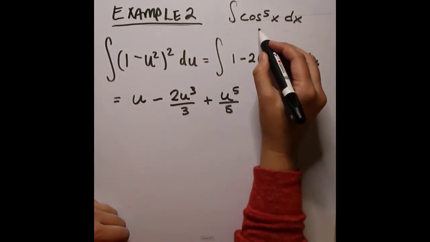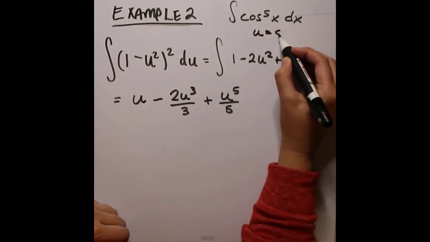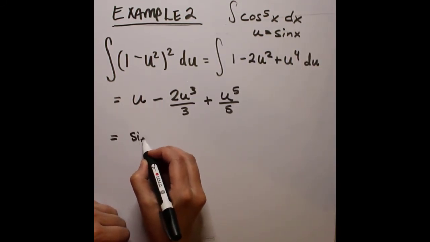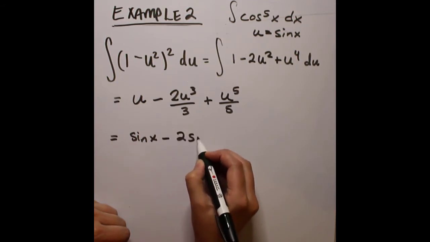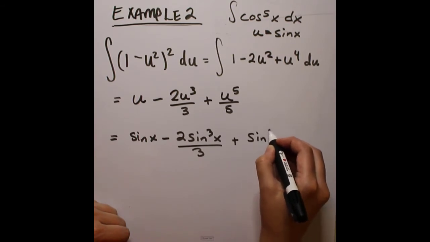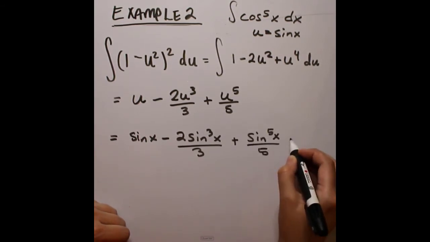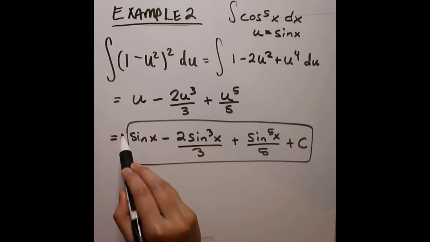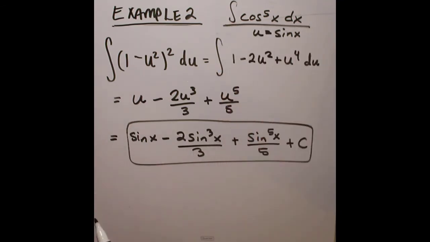Let me remind you what u was. U for us was sine of x. So let's resubstitute that back in. So this is sine of x minus 2 sine cubed x over 3 plus sine to the 5th x over 5 plus c. A little ugly, but it is the right answer. So this is the antiderivative of this integral up here. Okay, and this was example 2. So we'll do one more where we do case 3, so that example 3 will deal with that.